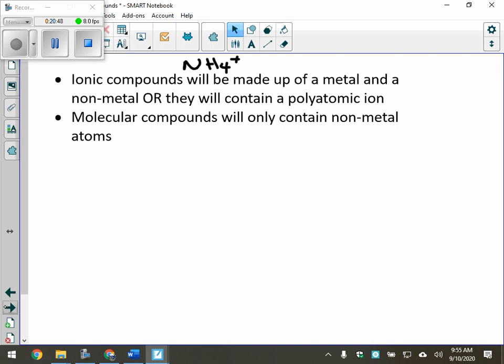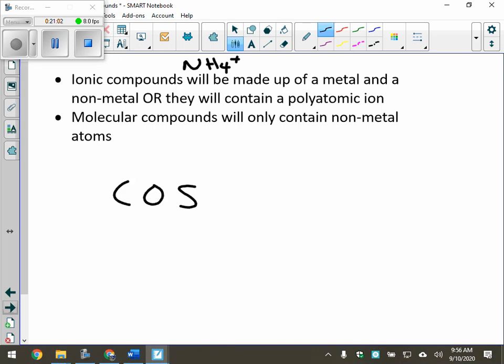Molecular compounds will only contain non-metal atoms. And another way to easily tell is this: we only know how to name 2 non-metals, yes? You're not going to get something with 3 non-metals, because you don't know how to name that. How would you name it? You can't. The most you're going to get is something like CO, carbon monoxide, or carbon dioxide. So you're only going to get 2 non-metals. That's another way you can tell.